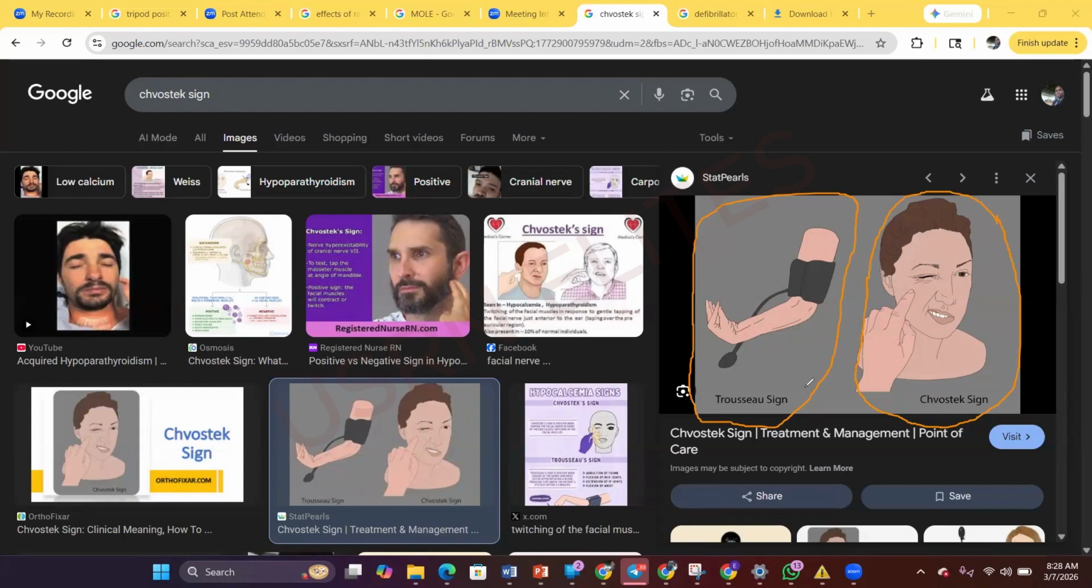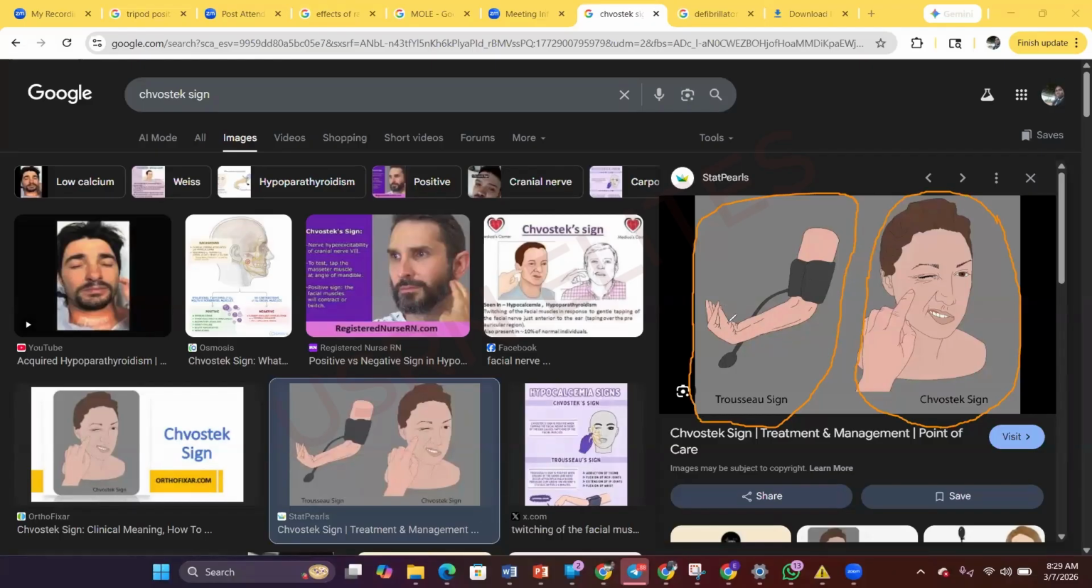You see, the Trousseau is always represented with a picture similar to this. So whenever you see this picture, think of Trousseau. Whenever you see this picture, think of Chvostek. You should be able to recognize these pictures and what they mean. These two mean hypocalcemia. And you see the Trousseau sign is when you inflate a cuff on the proximal part of your arm.